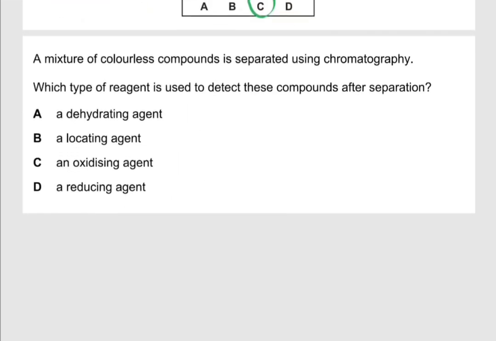A mixture of colorless compounds is separated using chromatography. Which type of reagent is used to detect these compounds after separation? The keyword is colorless compounds. When you have colorless compounds under chromatography, we always need to use a locating agent, right? So when you need to get colorless compounds separated, you would need a locating agent. How else would you see that on a paper, right?